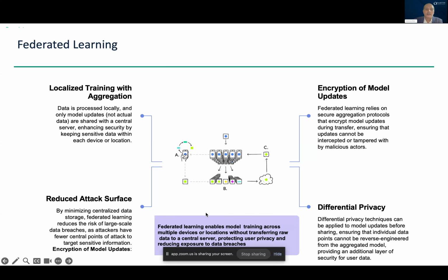One, 100% data privacy and reduced attack surface, because the data cannot be compromised so easily since it is decentralized. And whenever you're training, you can still encrypt and decrypt data when the data is in transit or at rest. And then finally, there is differential privacy, techniques that can be applied so that your model is safe and your data cannot be compromised. So this is the third architectural principle, very powerful.